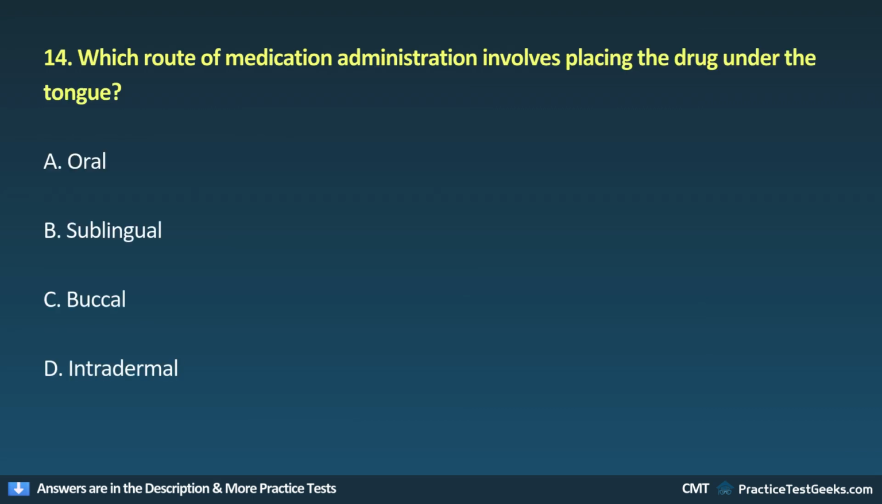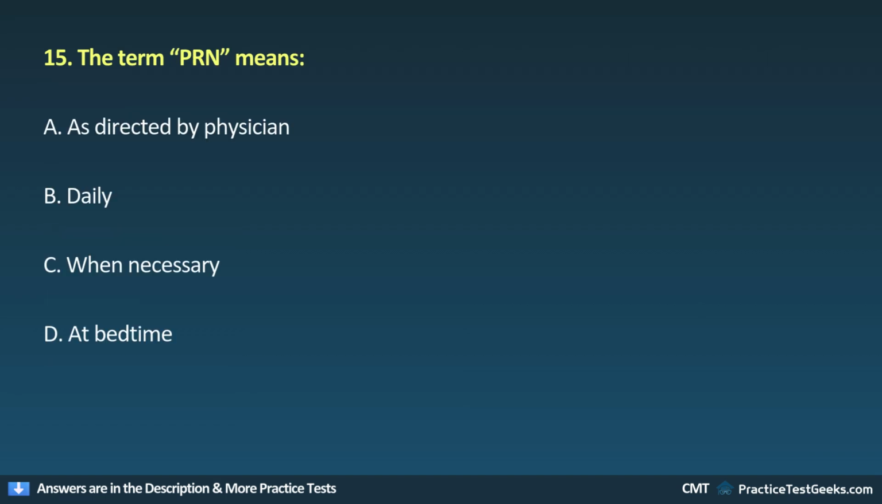14. Which route of medication administration involves placing the drug under the tongue? A. Oral. B. Sublingual. C. Buccal. D. Intradermal. 15. The term PRN means: A. As directed by physician. B. Daily. C. When necessary. D. At bedtime.